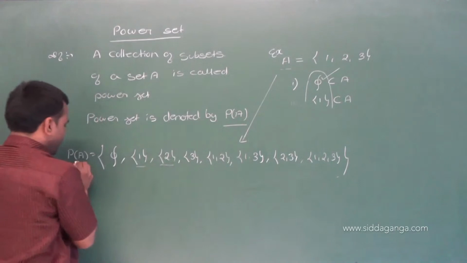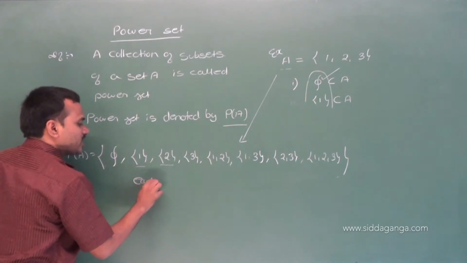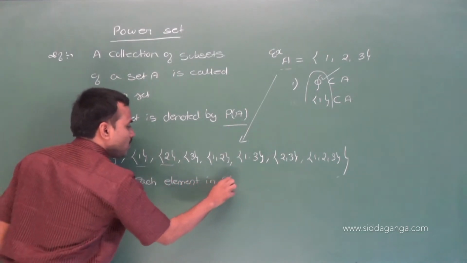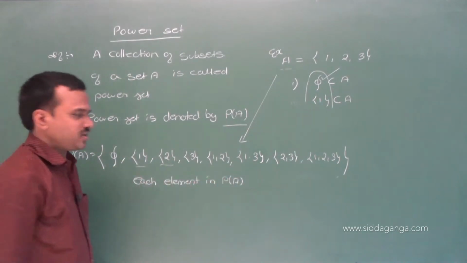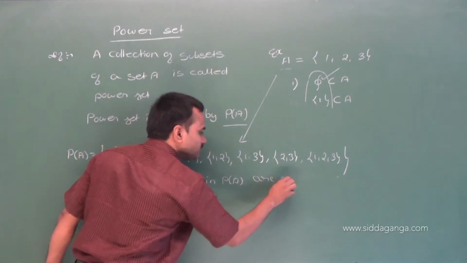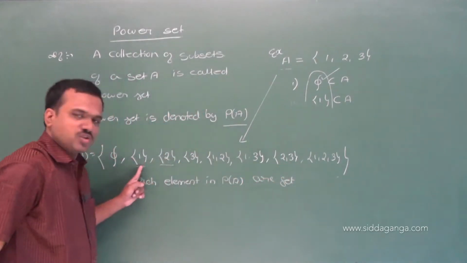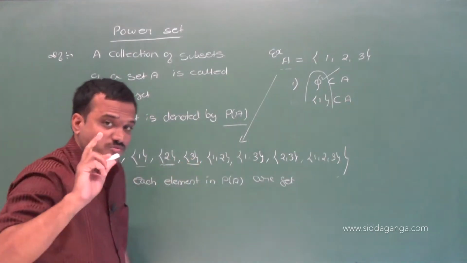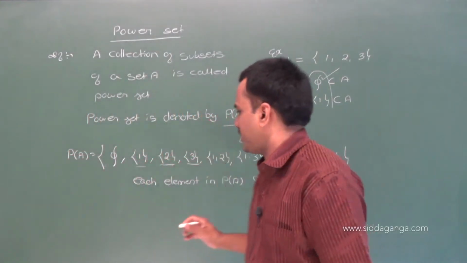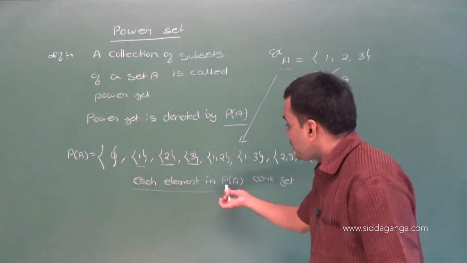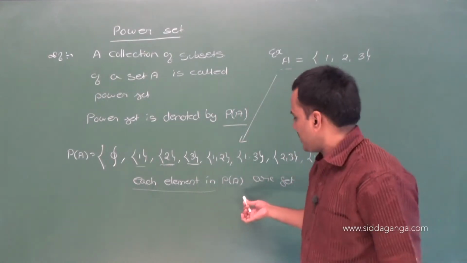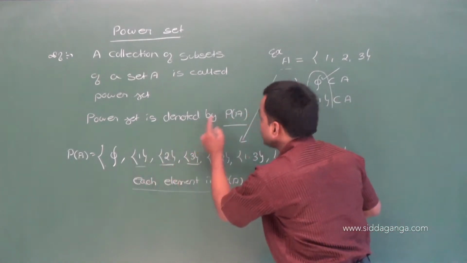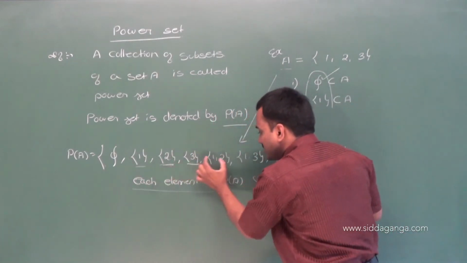Each element in P(A), a very important concept: each element in P(A), the power set, is a set. So this is also a set, this is also a set, {3} is also a set. This is a very important point. Each element in the power set of a set A is nothing but a set. These are all subsets with respect to the set A. So these elements are nothing but what?